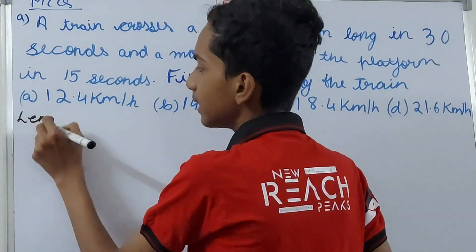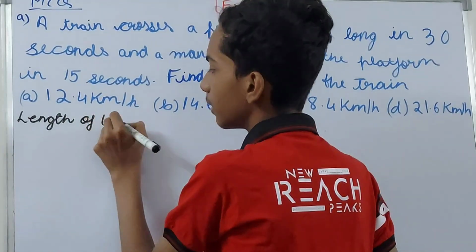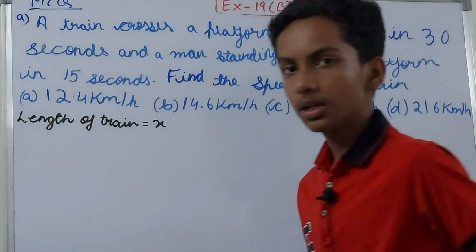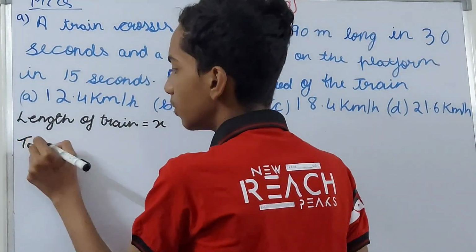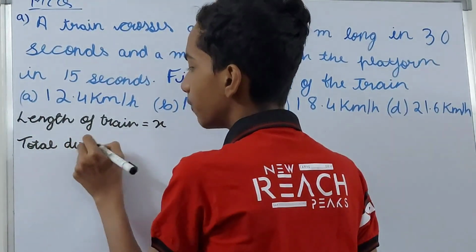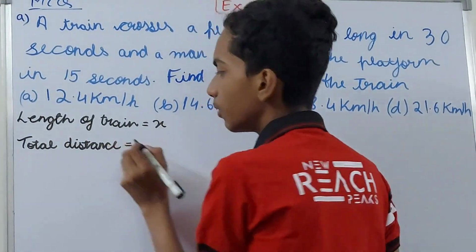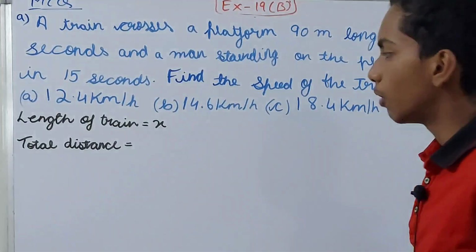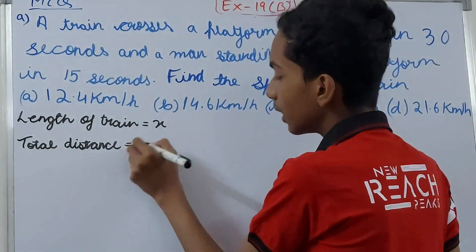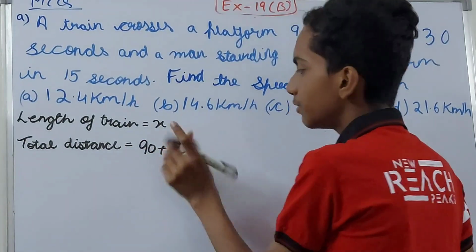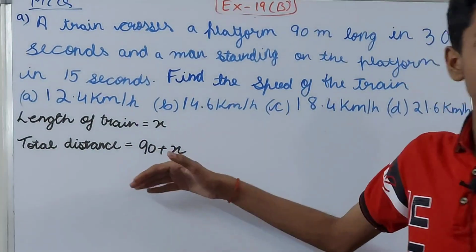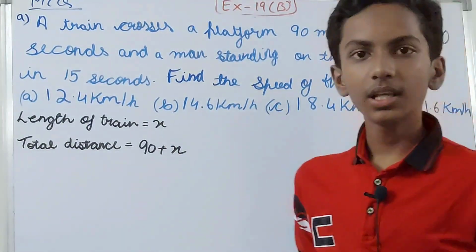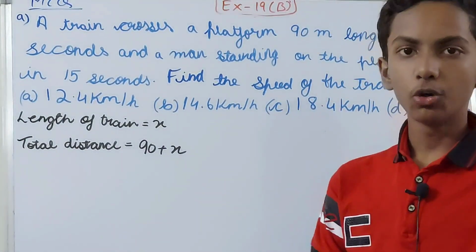So length of train equals x. Now the total distance becomes what? The total distance it took to cross the platform, in the first case when it is crossing the platform, not the man, will be 90 plus x. Why? Because 90 is the length of the platform and x is the length of the train. Both of these added together give us the total distance.